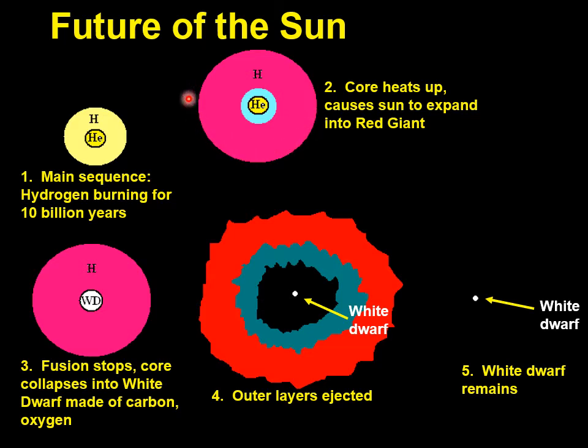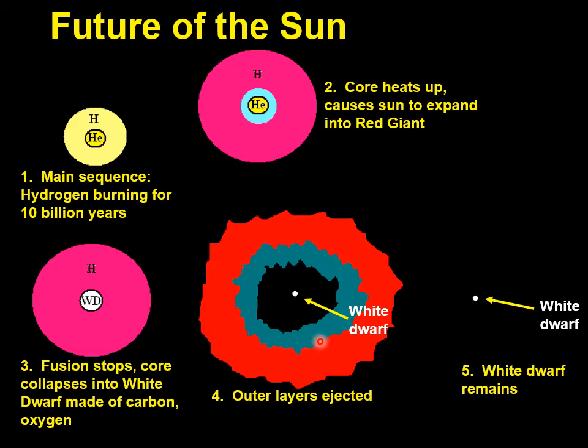It will become huge compared to where it is now, and we'll talk about that in a little more detail on the next slide. The next thing that will happen is inside the core, fusion will finally stop. And what will happen then is the core will shrink down to become a white dwarf made out of carbon and oxygen. And then in the last sort of gasp of our sun's life, it's going to probably cast off its outer layers of atmosphere and form what's called a planetary nebula.